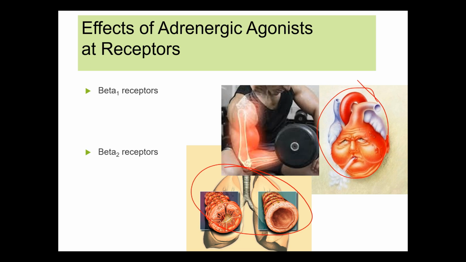And the effects of adrenergic agonists at receptor sites: your bronchioles, remember, are going to dilate. So when you're taking albuterol, it's actually going to dilate. And as well as the beta-1 receptors are at your heart, beta-2 are at your lungs.